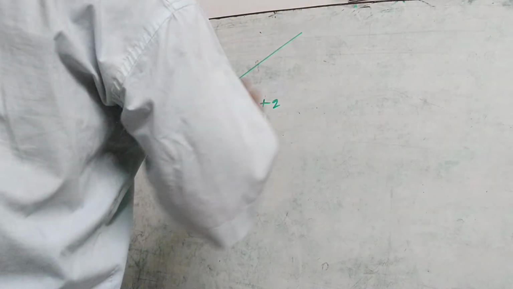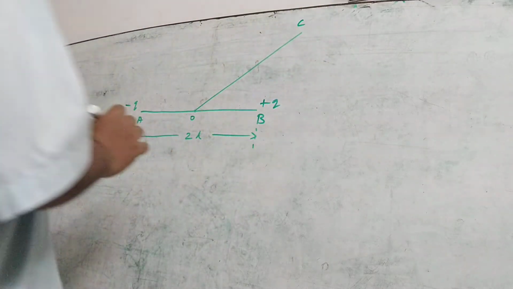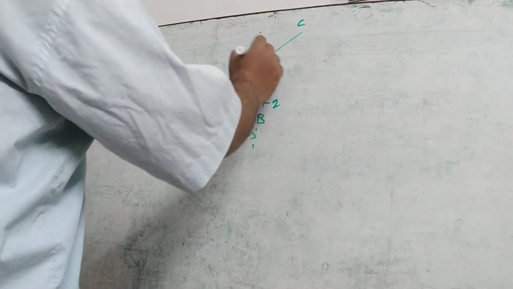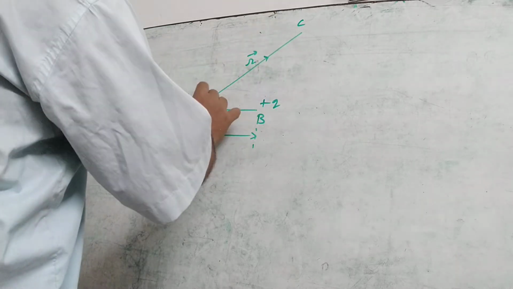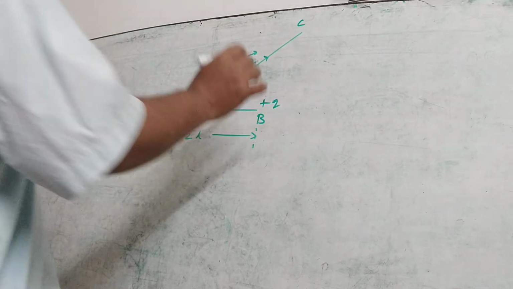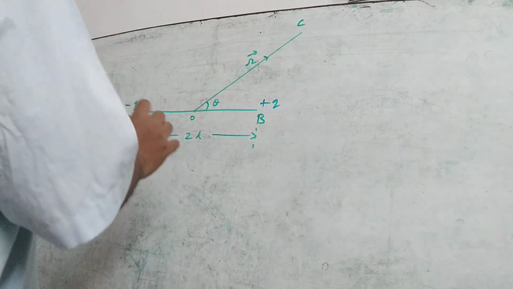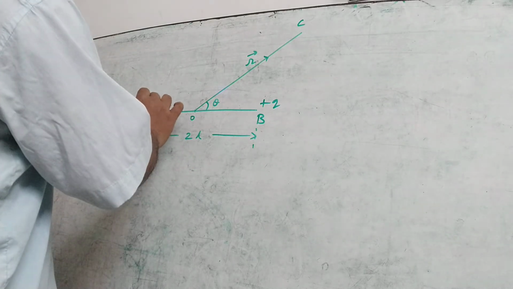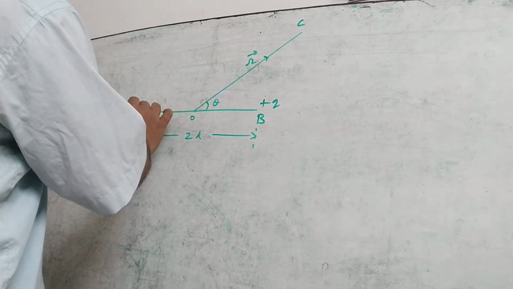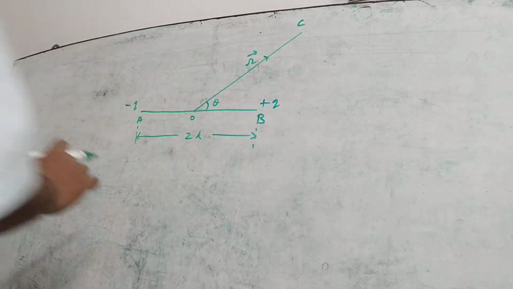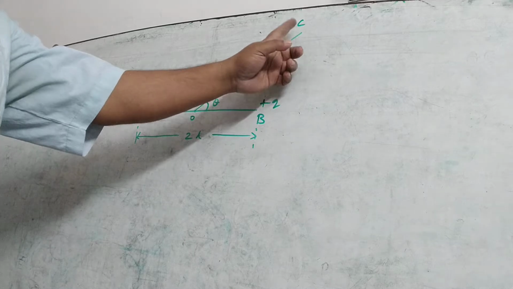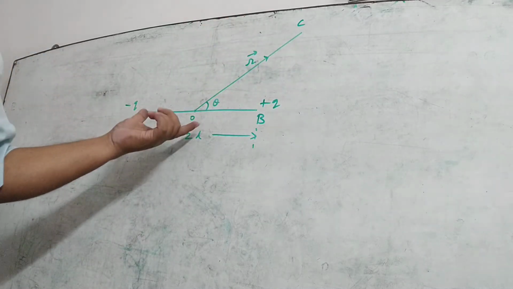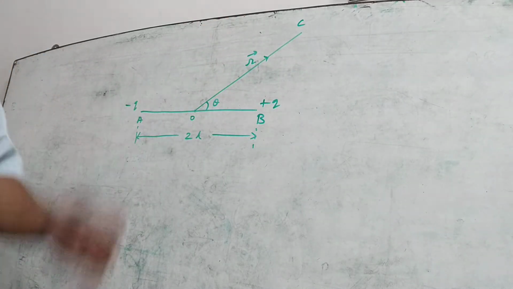Now, C is any point, and OC is equal to r and angle COB is equal to theta. Now find out the electric field at the point C due to the electric dipole.